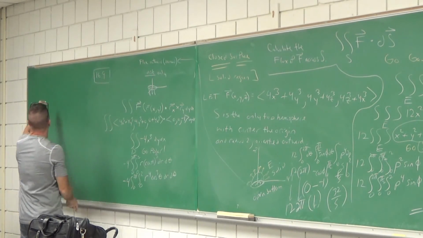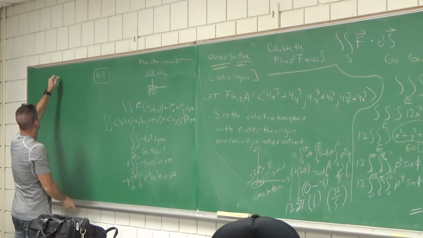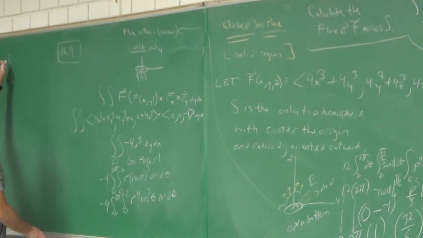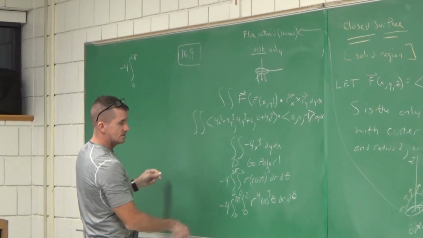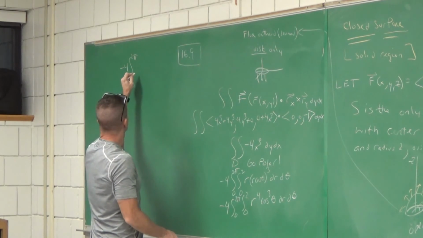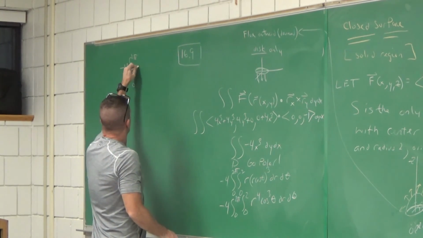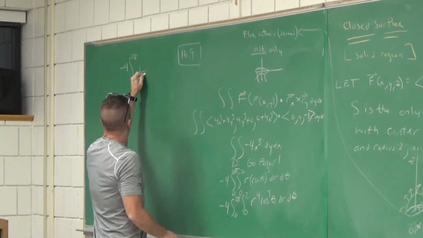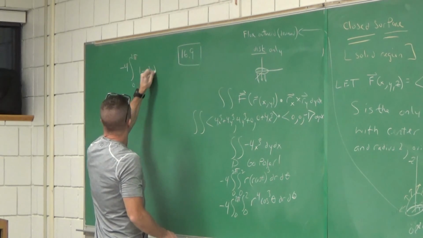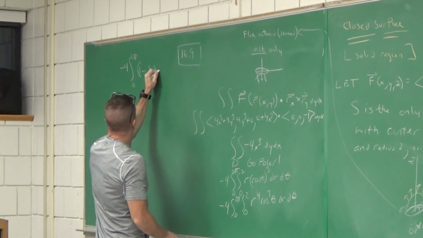I'm going to break this up. I got enough room right here. Negative 4, integral from 0 to 2 pi. Cosine cubed, I can write that as what? Cosine squared is 1 minus sine squared, times another cosine theta, right?